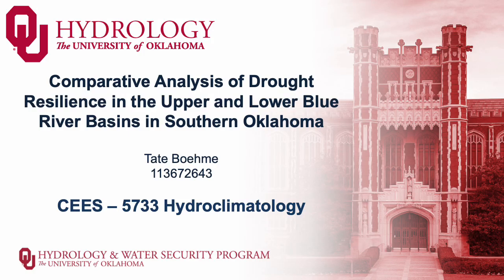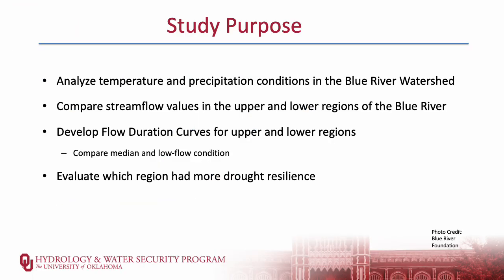I'm in OU's Hydrology and Water Security program, and for my semester research project in hydroclimatology, I am doing a comparative analysis of drought resilience in the upper and lower Blue River basins in southern Oklahoma. So the purpose of this study is to analyze temperature and precipitation conditions within the Blue River watershed to narrow down what drought years we're going to use to find our streamflow values.